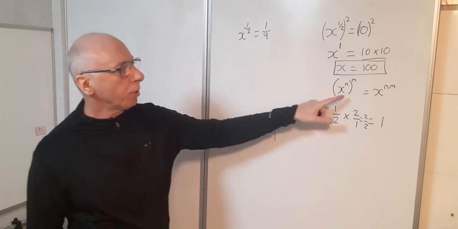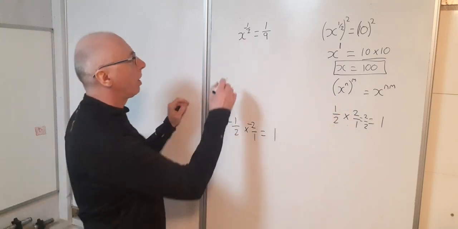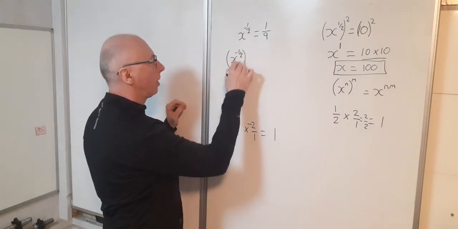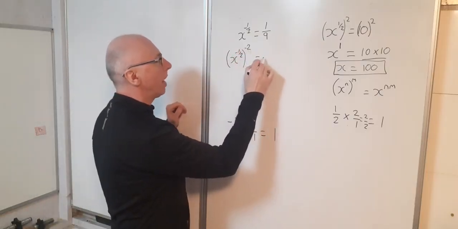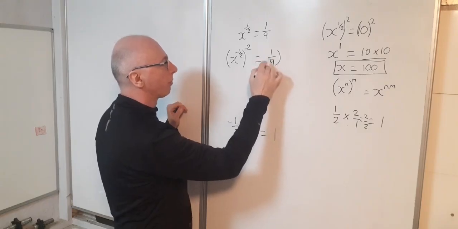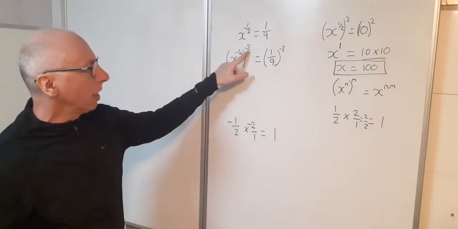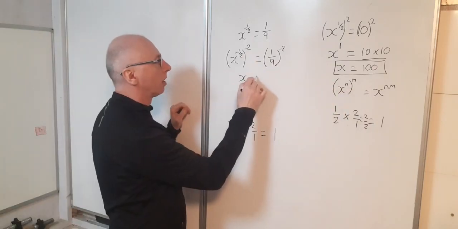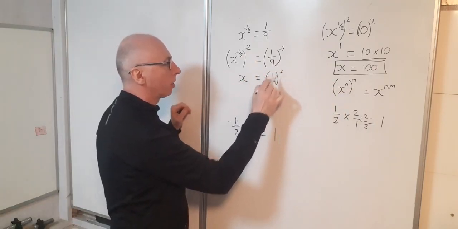So then using this property here, I've then got x to the minus 1/2. Let's just rewrite it here. X to the minus 1/2, and raise all that to the power of negative 2. And then that equals the same on the other side, all to the power of negative 2. So that takes care of that. And then by this property here, this just becomes x. And then that equals 1 over 9 to the minus 2.